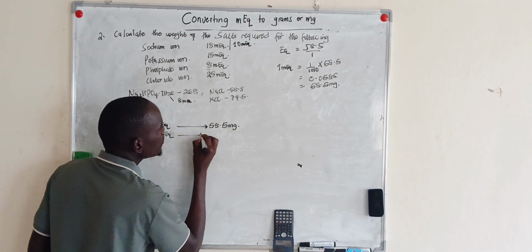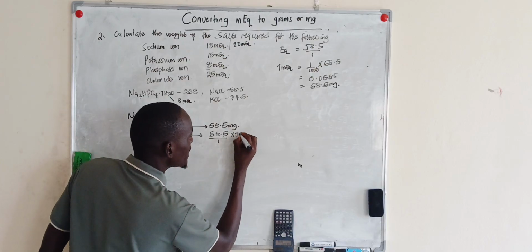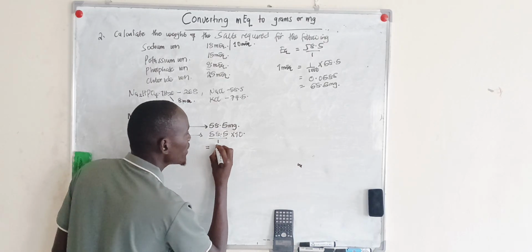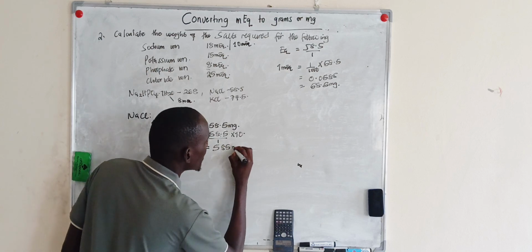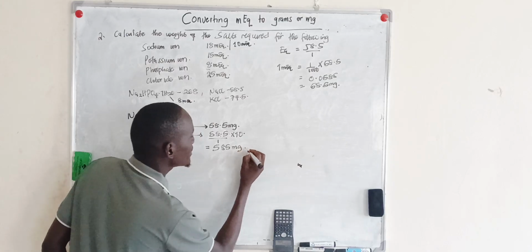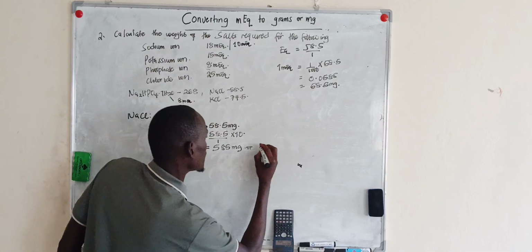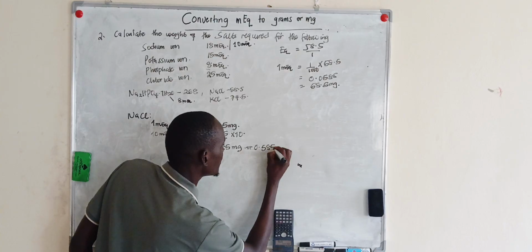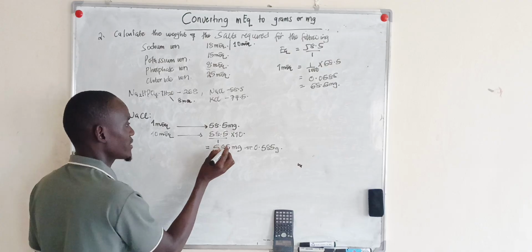So how about the 10 milliequivalents? This will be equal to 58.5 divided by 1 times 10. So when you multiply this by 10, you realize that the 10 is going to remove the decimal point, and we shall have 585 milligrams. If you want to convert it to grams, then we shall simply divide by 1000, which will give us 0.585 grams as our answer in this case.